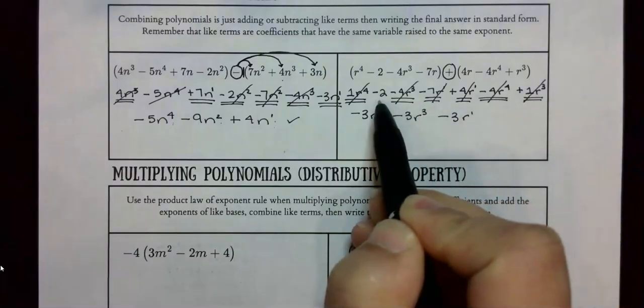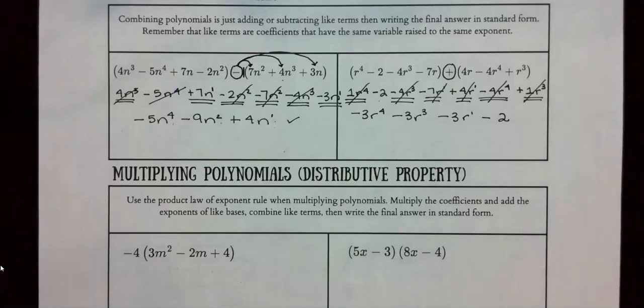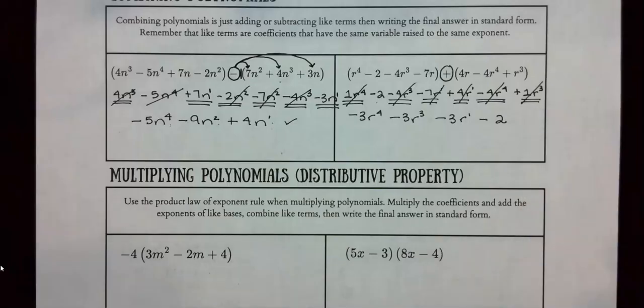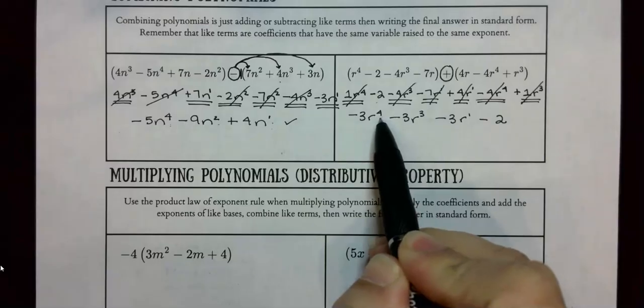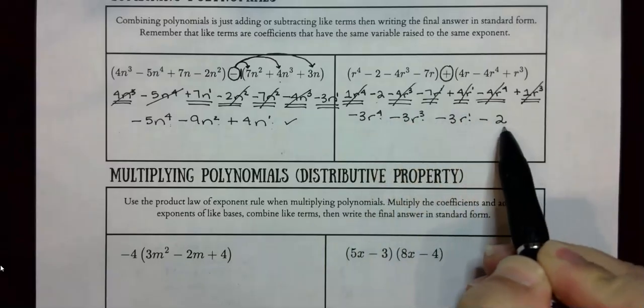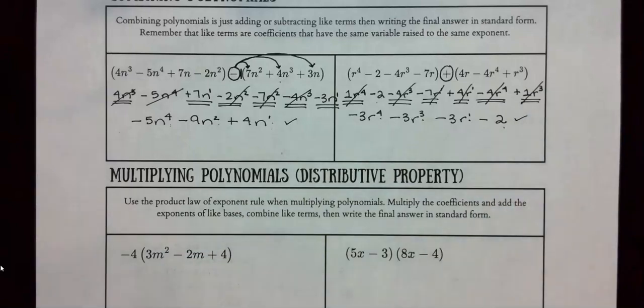And before I walk away from this, don't forget about that negative 2. There's nobody to combine the negative 2 with. This is my final answer. I just bring it down. And because it's a constant, it goes at the end. Now notice that not only did I put all my numbers together and combine them, but now it's in standard form, because this is r to the 4th, this is r to the 3rd, r to the 1, and this is my constant. So not only did I combine it, I cleaned it up, but it's in standard form and it's done.